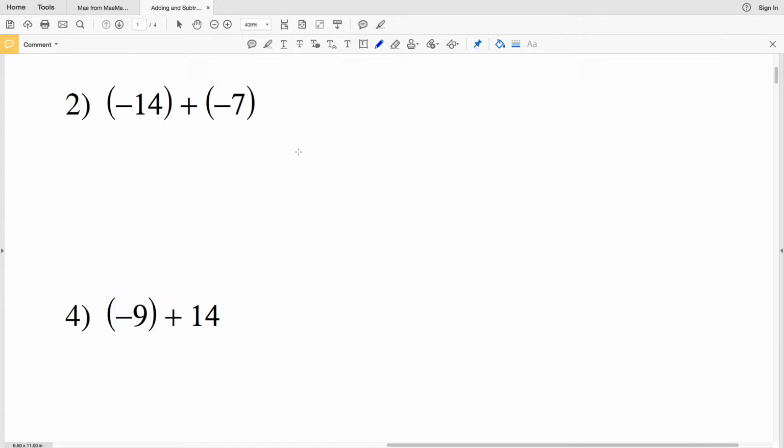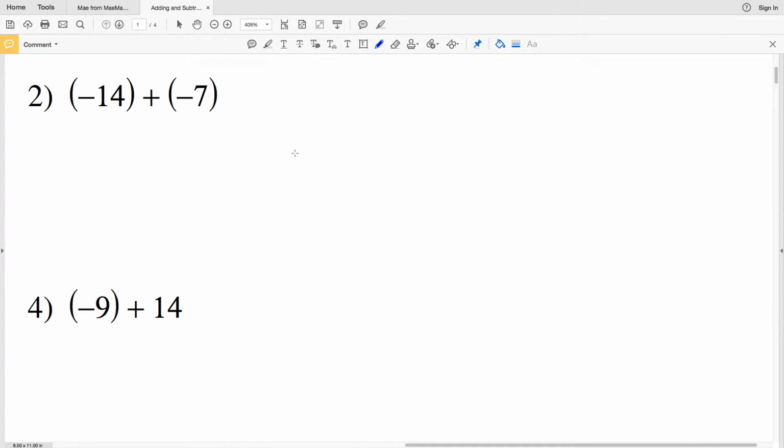Number 2 says negative 14 plus negative 7. We're starting at negative 14 on the number line and moving 7 to the left. So 14 plus 7 would give us 21, so this will be a negative 21.